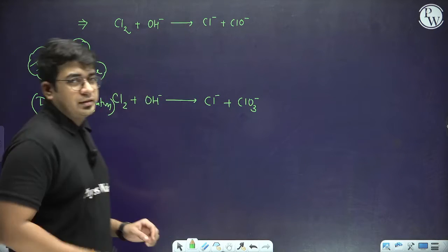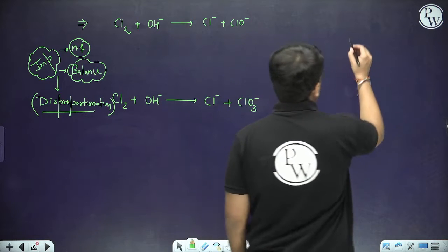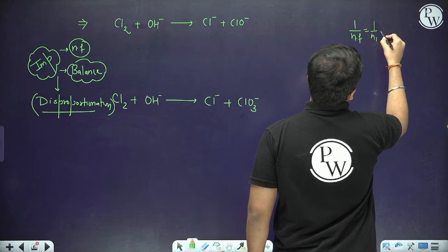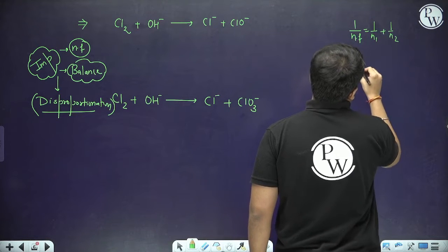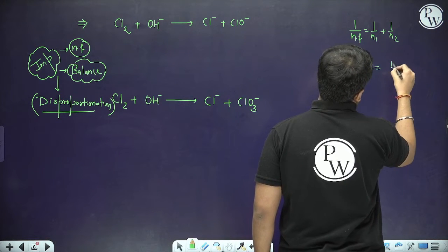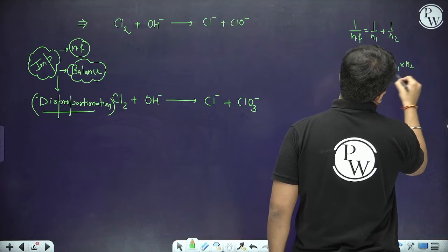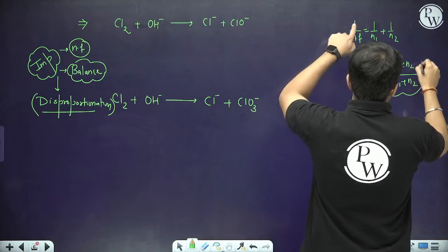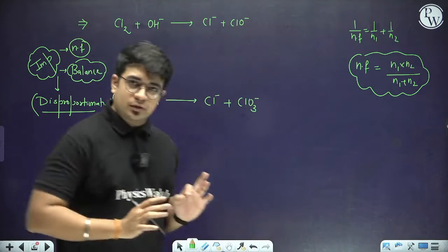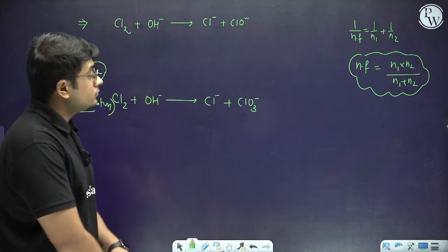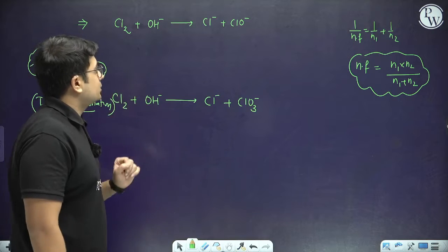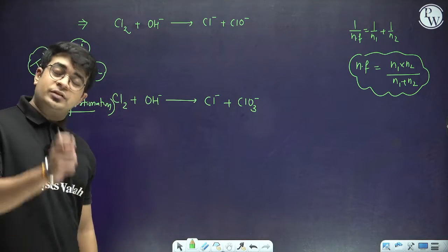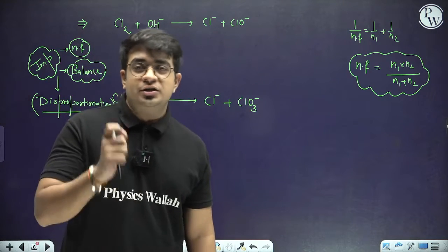So I told you that if you want to calculate the total n factor, 1 upon n factor will be equal to 1 upon n1 plus 1 upon n2. Or you can say n factor total will be n1 into n2 upon n1 plus n2. Again, if you solve this entire part, you will get the same result. Now this is one of the cases. So how to balance these types of equations? You can balance these equations with the help of the same analysis, which is your oxidation number method.